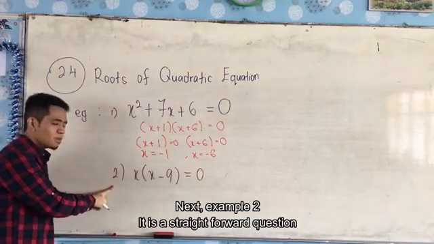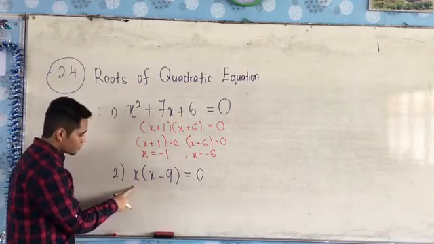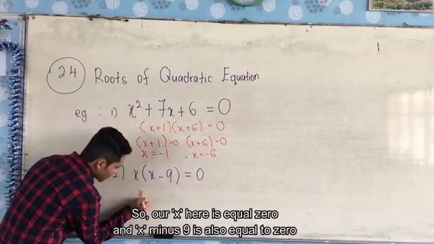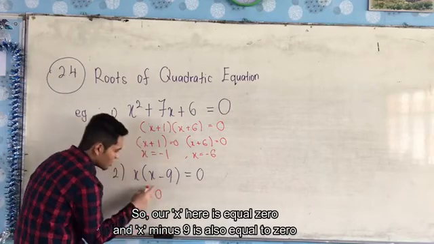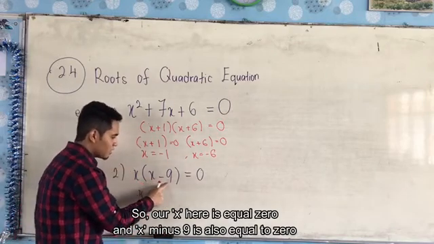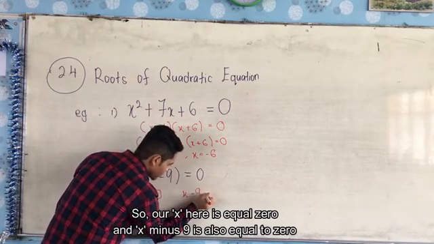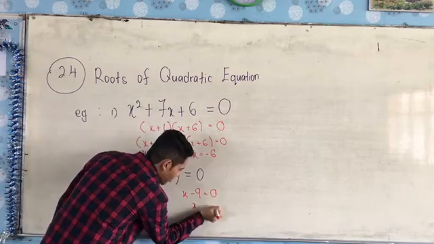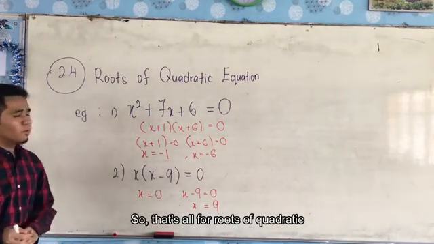Next, example number 2 is a straightforward question. So our x here is equal to 0, and x minus 9 is also equal to 0. Our x is 9. So that's all for roots of quadratic equation.